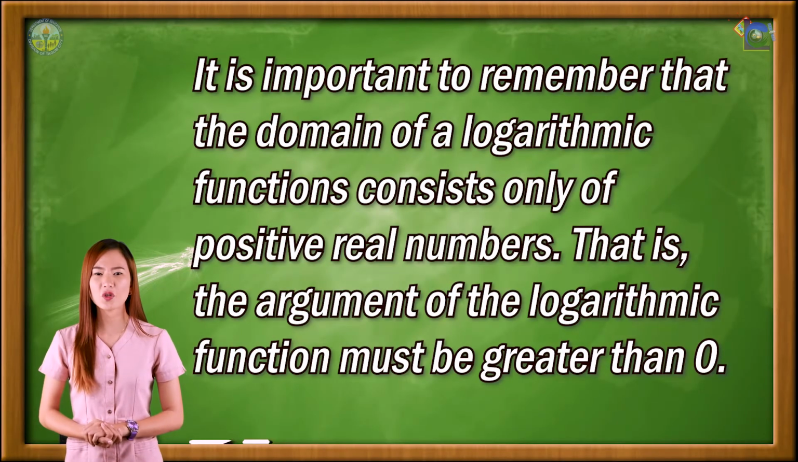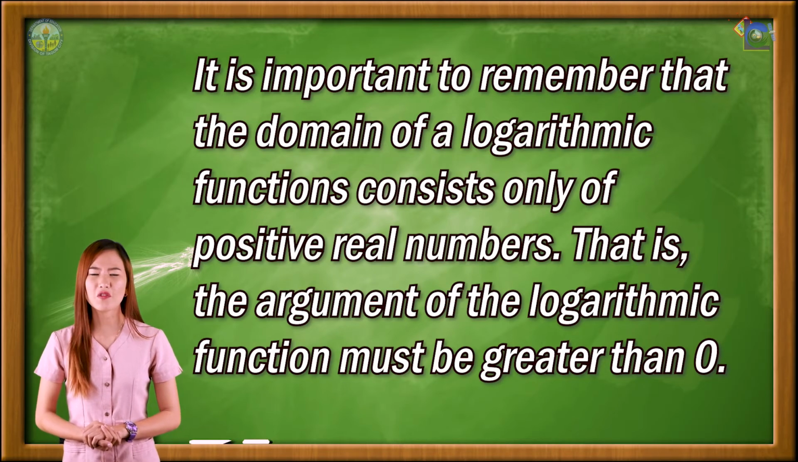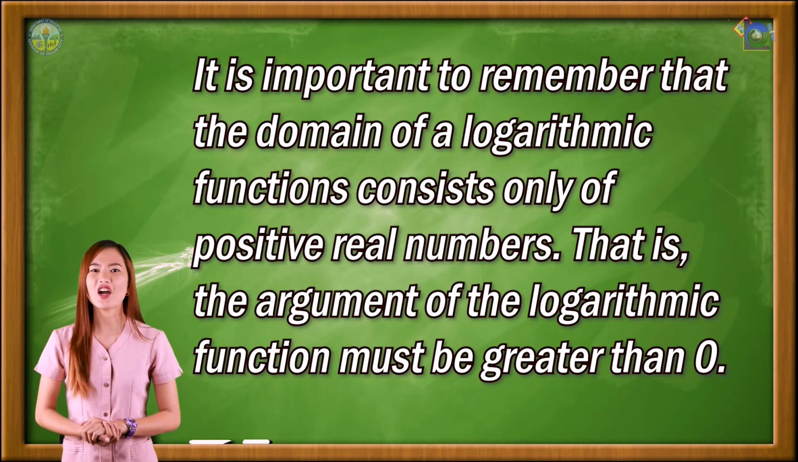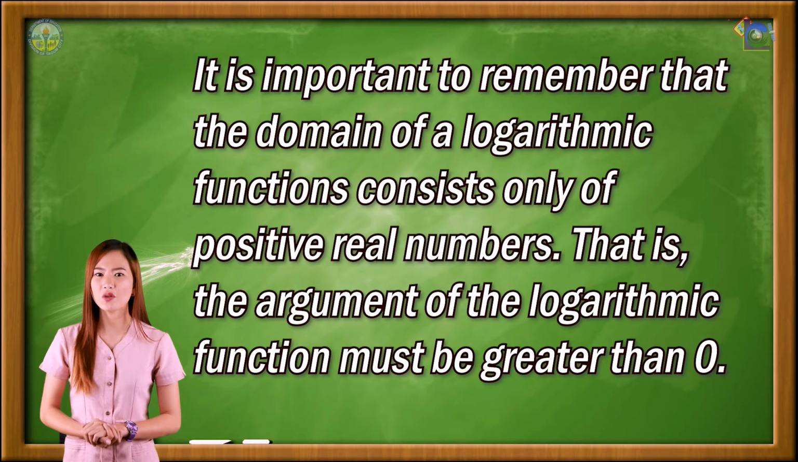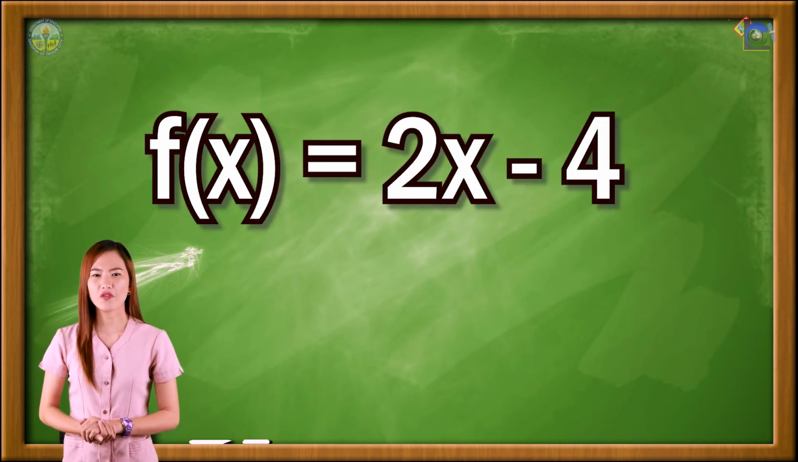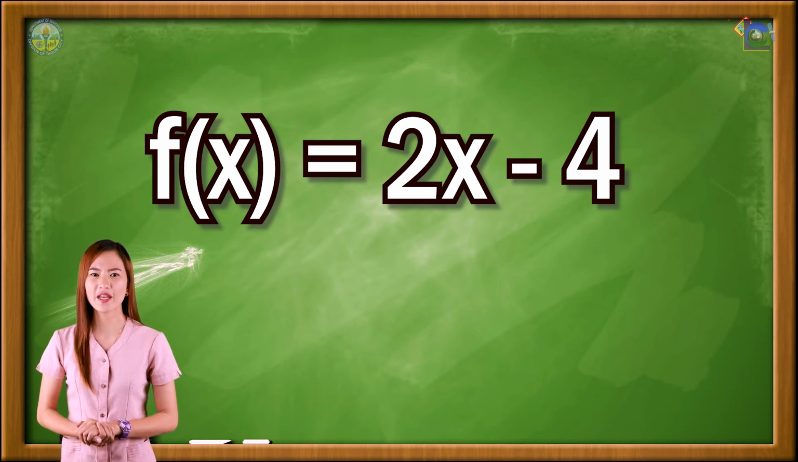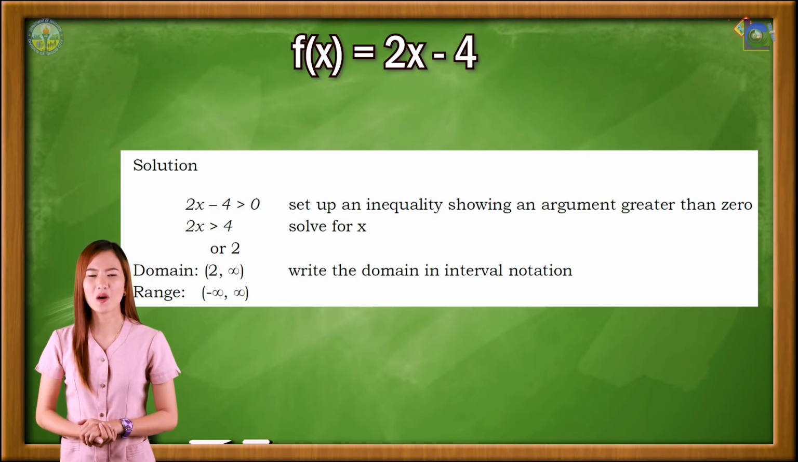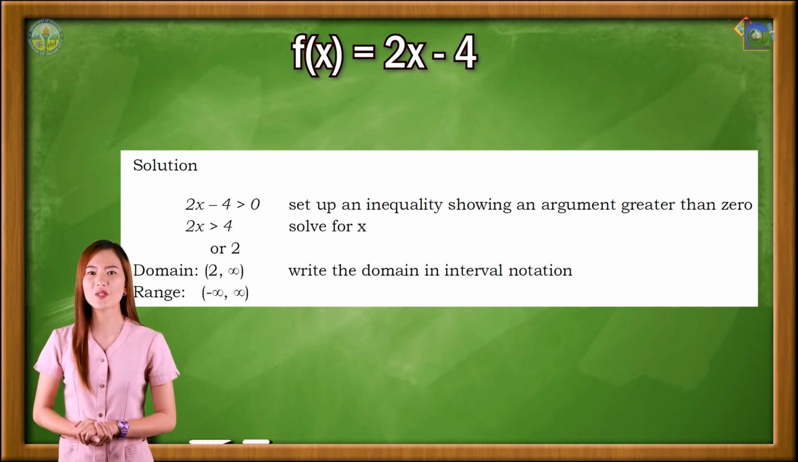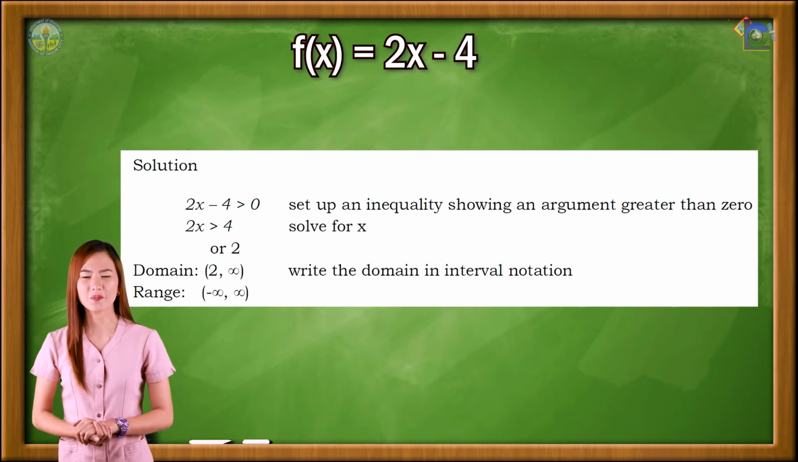It is important to remember that the domain of a logarithmic function consists only of positive real numbers. That is, the argument of the logarithmic function must be greater than 0. Let's have an example. Number 1. Find the domain and range of f of x equals log of the quantity 2x minus 4. Set up an inequality showing the argument greater than 0. So, the expression now is 2x minus 4 is greater than 0. Then solve for x. It becomes 2x is greater than 4.